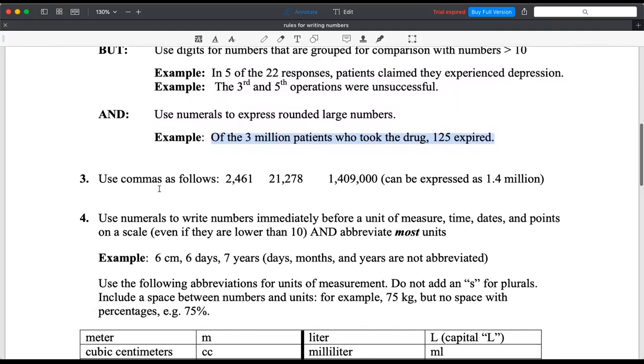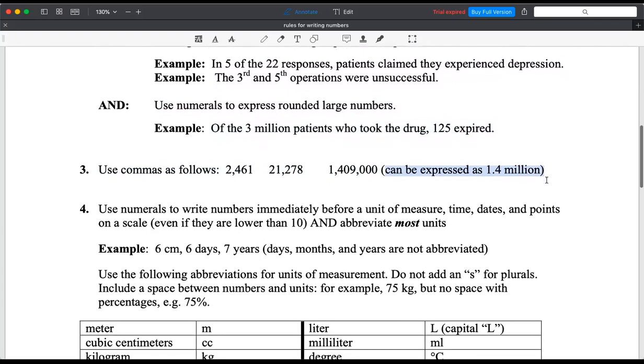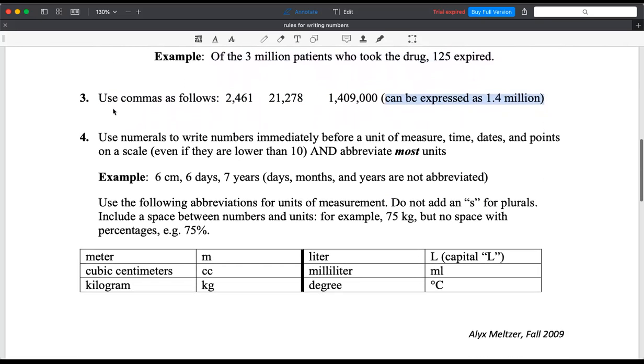I use commas for numbers larger than 1,000, for example 2,461. If it is in the tens of thousands, I would say 21,278. If it is a million and above, every 1,000 I separate with a comma. It can be expressed as 1.4 million as rounding off as well, but make sure that you have commas and punctuation in the proper places.